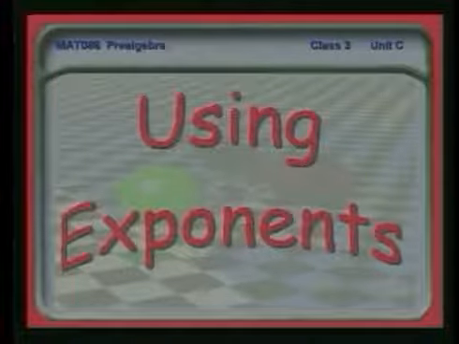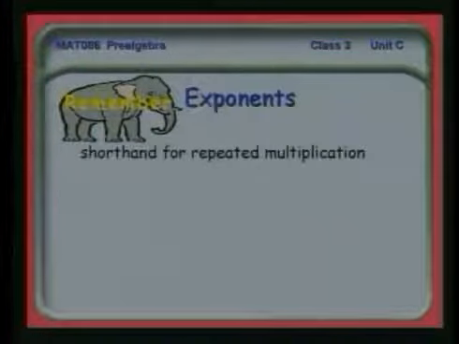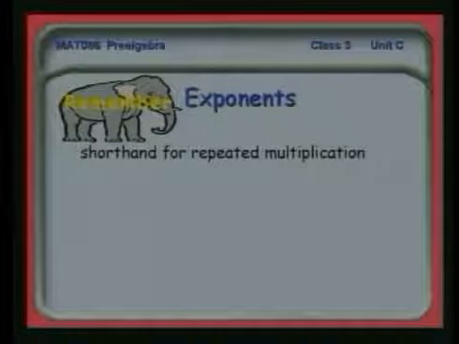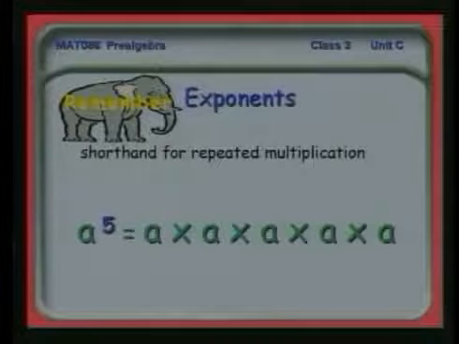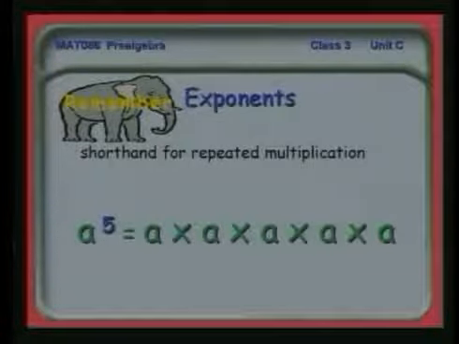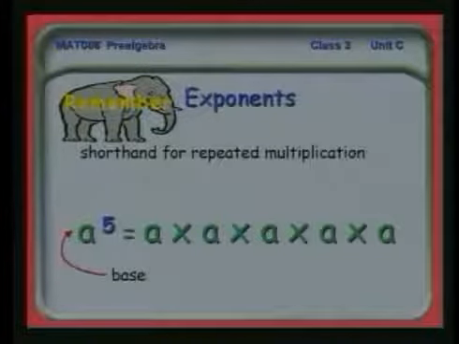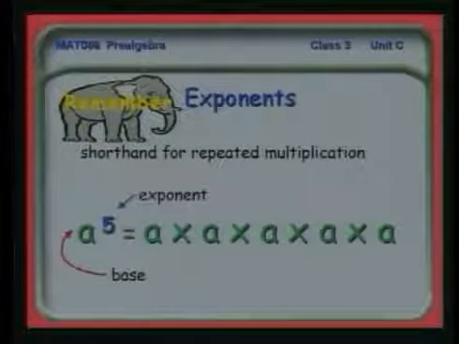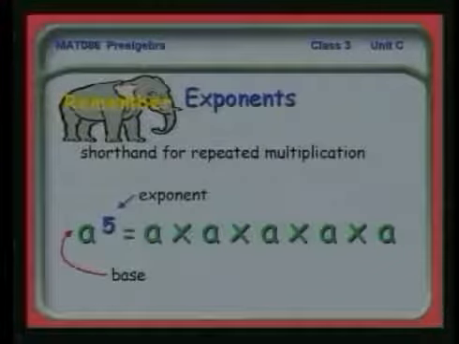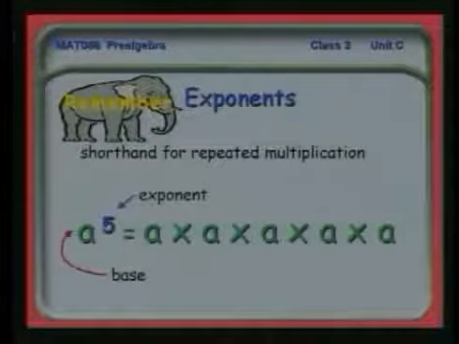Let's go to looking at exponents. Now remember that exponents are shorthand for a repeated multiplication. So a to the 5th power is a times itself 5 times. And just to remind you of some terminology, the a, the number you're multiplying, is called the base, and the number of times you multiply it, which is written a little bit smaller and up to the top, is called the exponent.